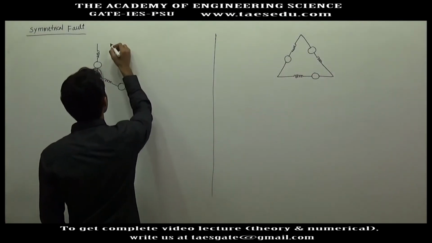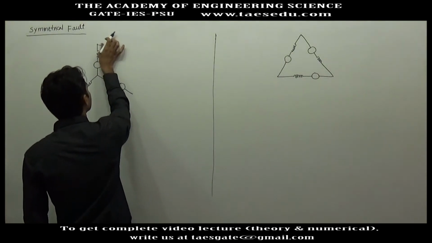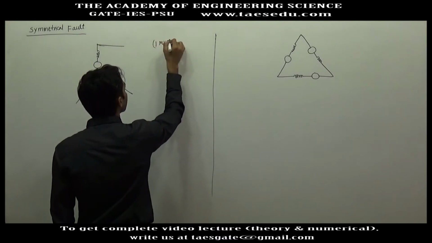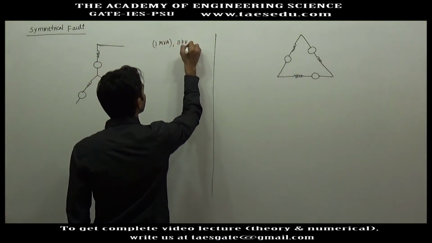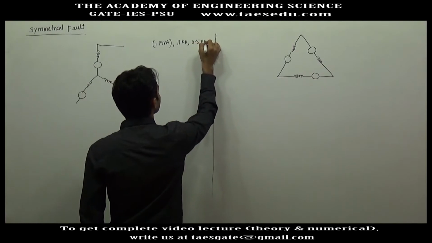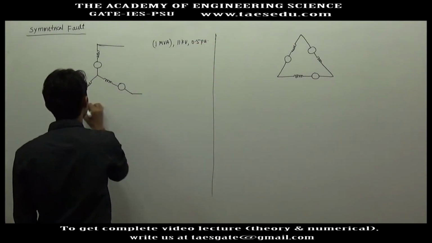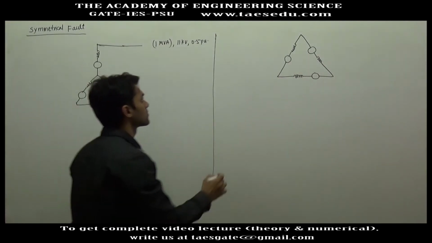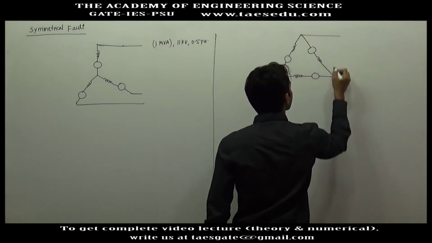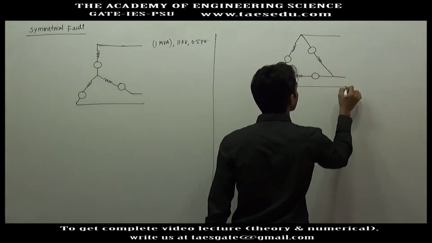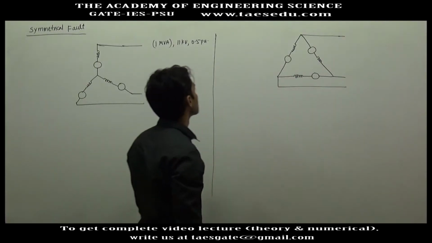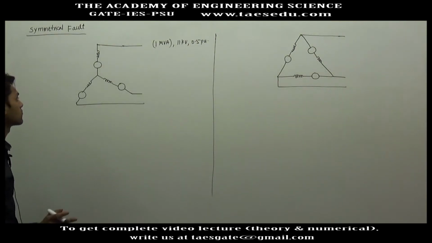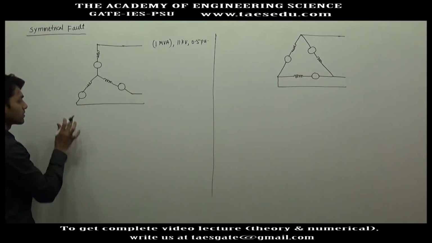In both the cases, the rating is given as 1 MVA, 11 kilovolt and 0.5 pu. In both the cases, we will calculate all the quantities in phase. Okay, so let us first calculate the base value of phase voltage.